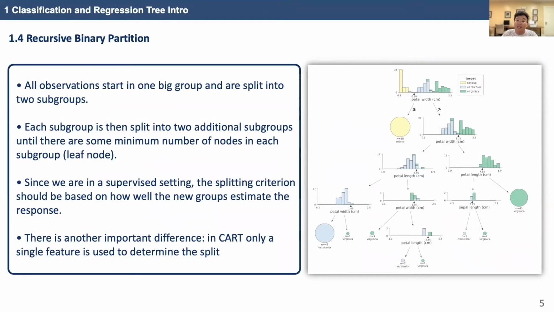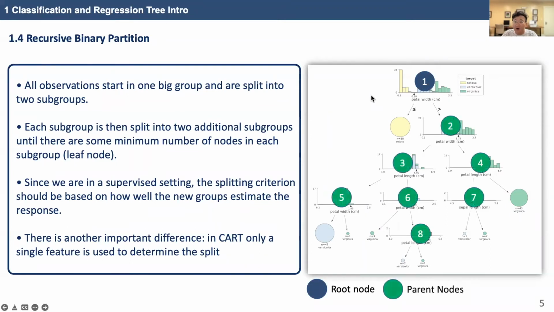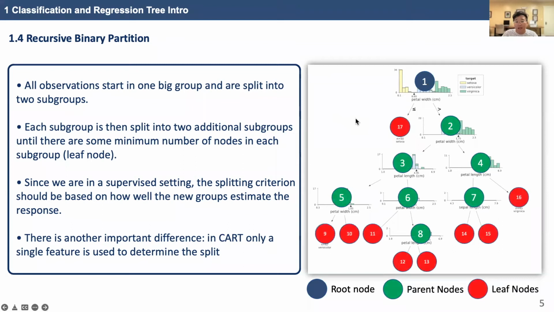There is also another important difference. In CART, only a single feature is used to determine the split point. For this simple decision tree, we start by splitting one predictor variable into 2 regions. We call this very top node the root node, and the green circles are called parent nodes, and the red circles are called leaf nodes. Please note that as the number of leaf nodes increases, the complexity of the model increases as well.